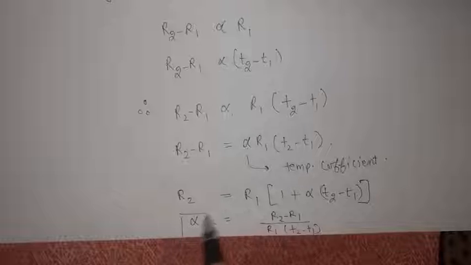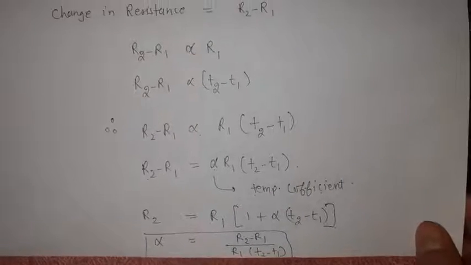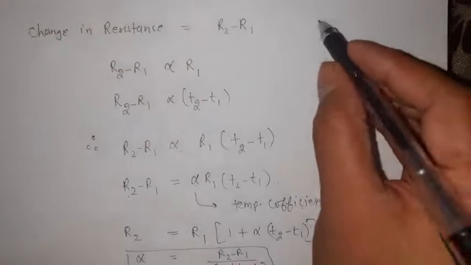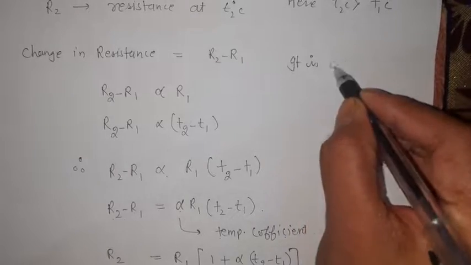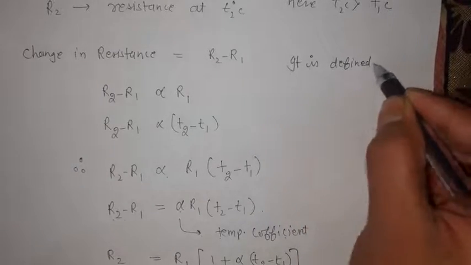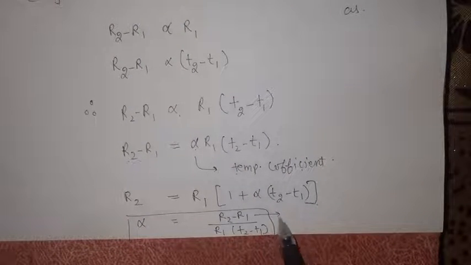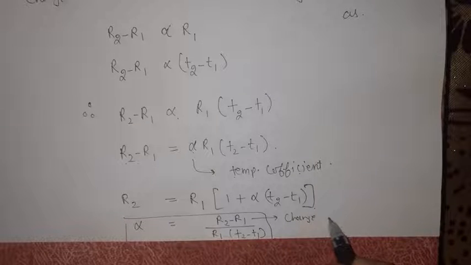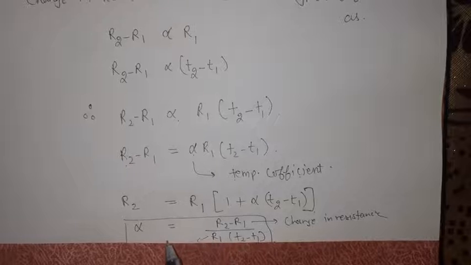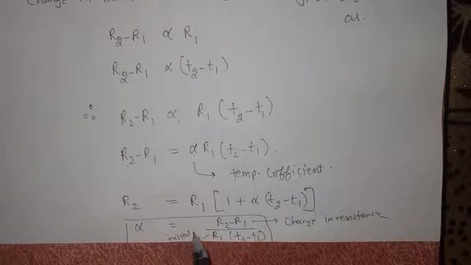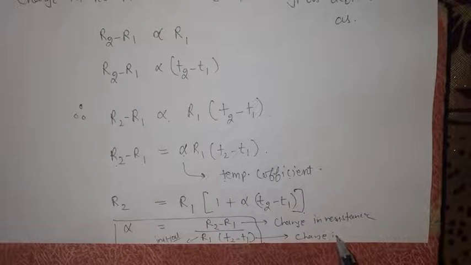Now this alpha, which is known as the temperature coefficient, what does it mean? So student, it is defined as, just look at what is happening here: R2 minus R1 is what? It is the change in resistance, while R1 was the initial resistance, and T2 minus T1 was the change in temperature.